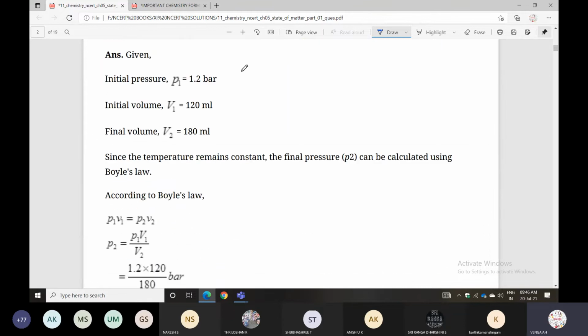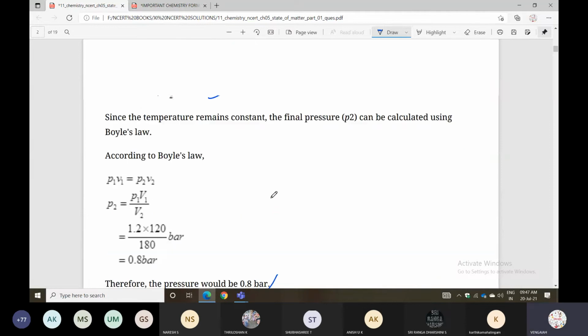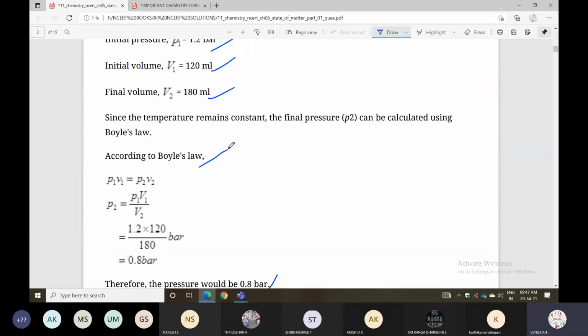So same model: P1 is given, V1 is given, V2 is also given. P2 is how much? Listen, at 1.2 bar the volume is 120 ml. In the second condition 180 ml, the volume increases from 120 to 180. What will happen to pressure? It decreases. So the answer will be less than 1.2; they give 0.8 bar. Same formula, according to Boyle's law: P1 V1 equals P2 V2.